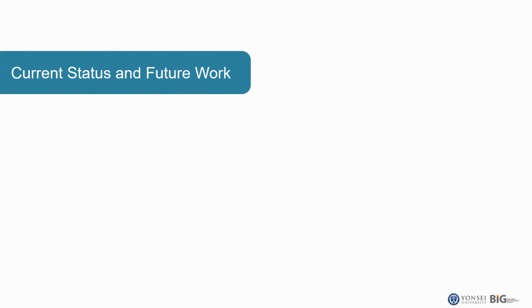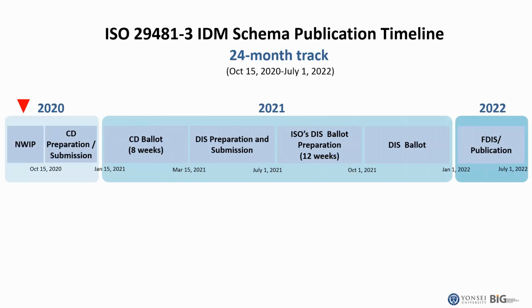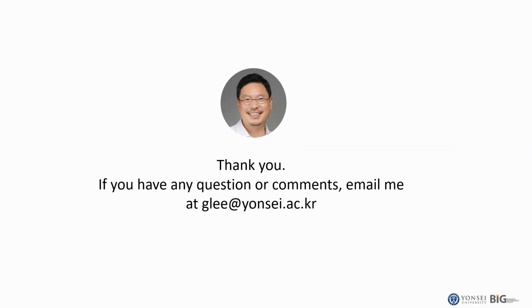So what is the current status of the IDM schema project? This proposal for the IDM schema was accepted as a candidate for the ISO 29481 Part 3 standard in August 2020. We are working on the 24-month track to publish the ISO 29481 Part 3 standard by July 1st, 2022. In addition to the ISO committee review process, we are validating the schema through the implementation and testing of prototype software applications. Thank you for listening to the presentation.